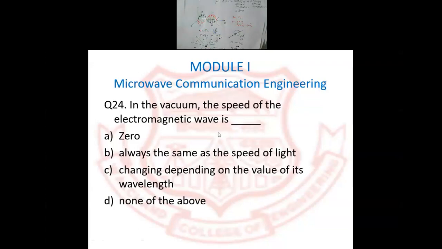Someone says that C. We will check it. Most of them say C. Two people are saying none of the above. Vacuum means what? Generally, we can say it is free space. The electromagnetic wave is propagating in vacuum. Generally, we can consider it a free space. The correct answer is B, because the wave always travels at the speed of light. Generally, vacuum we consider as a free space medium. There is nothing, no obstacle there, so that's why the wave is propagating with the speed of light.